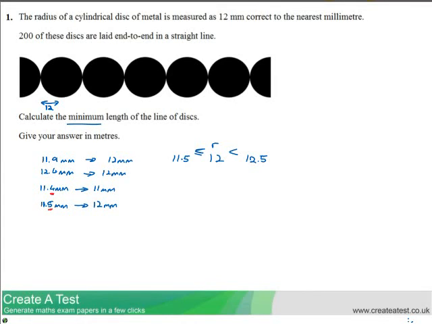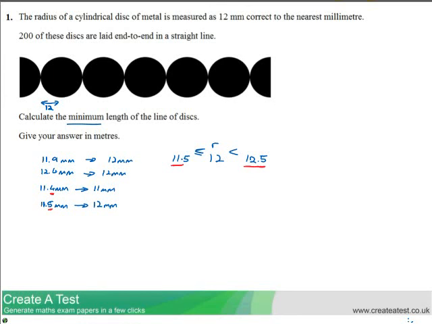Now, if we're going to find the minimum length of the discs, we're going to have to work with this number here. If we're going to find the maximum number, we could work with 12.499999999999, going on for a long time, but what we're going to do instead is work with 12.5, because it's nearly right. It's just off. So because we're working with a minimum, we're going to work with 11.5.